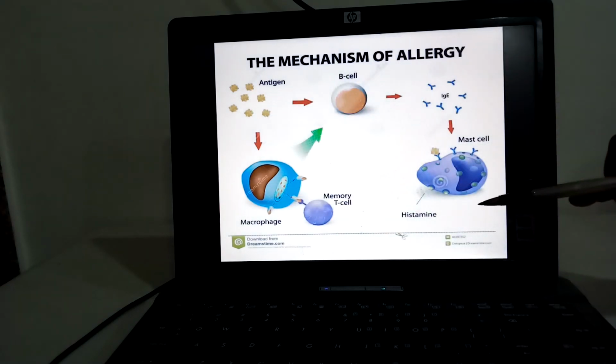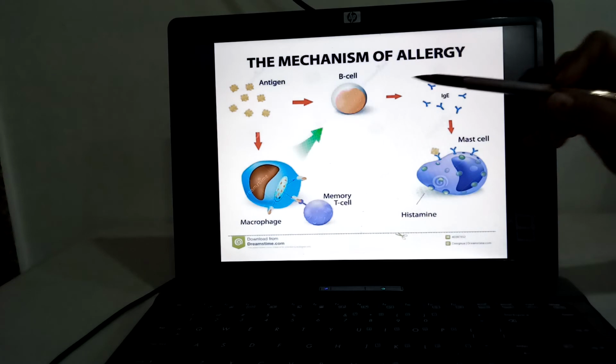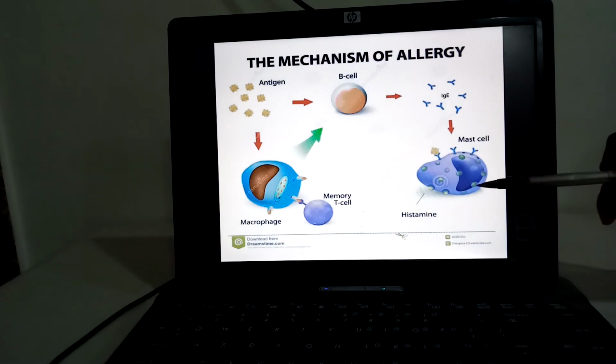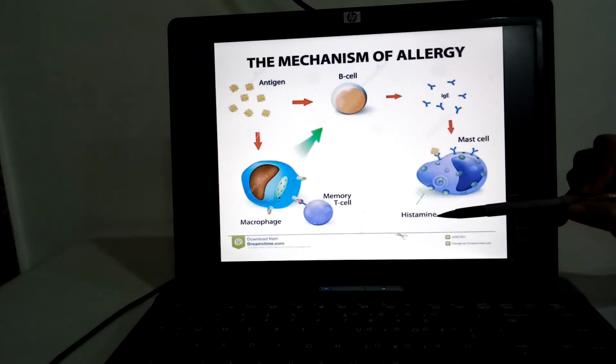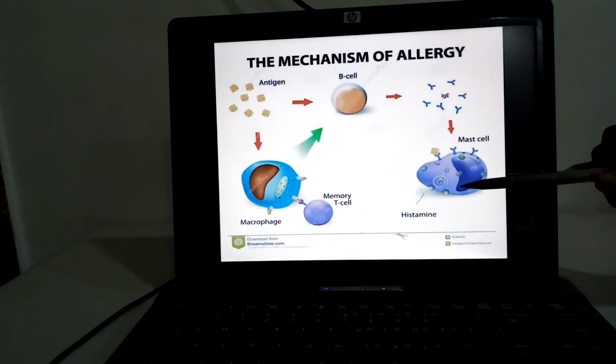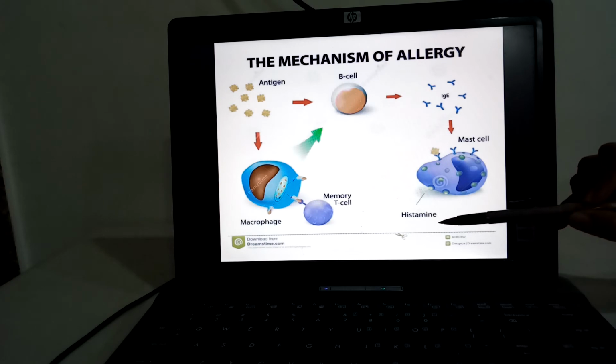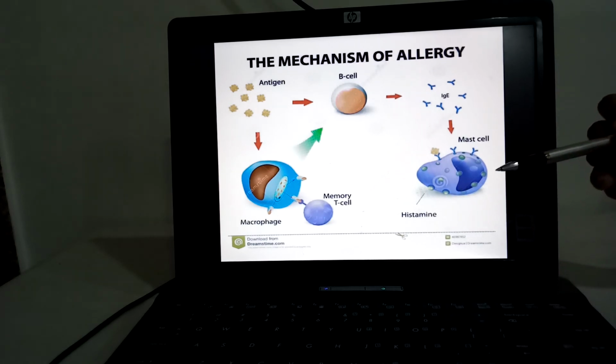But in this case, what will happen? B cells will trigger, it will release antibodies. These antibodies are going to attach to the mast cells, and these mast cells will start releasing histamine whenever they come in contact with the allergens. Because of the release of this histamine or many other chemicals, the hyperreactivity of the body will start.